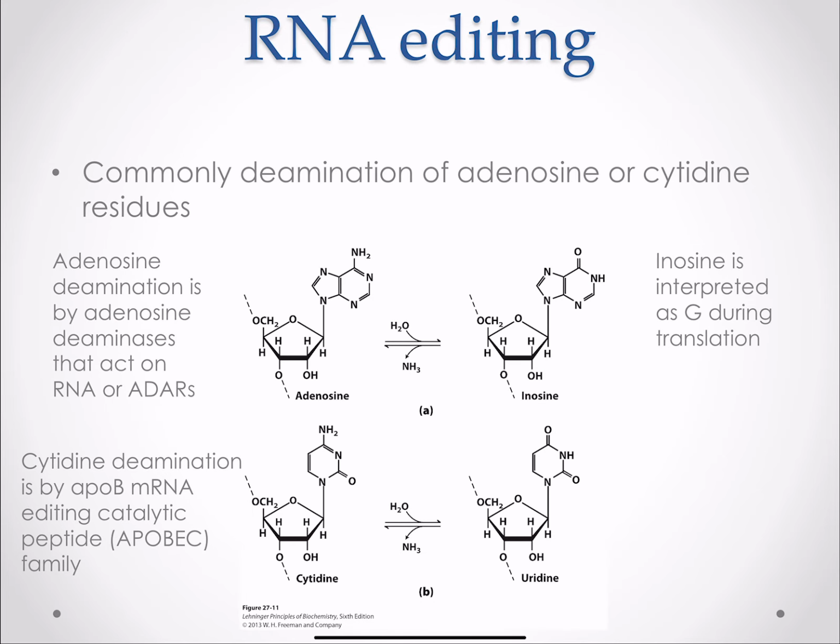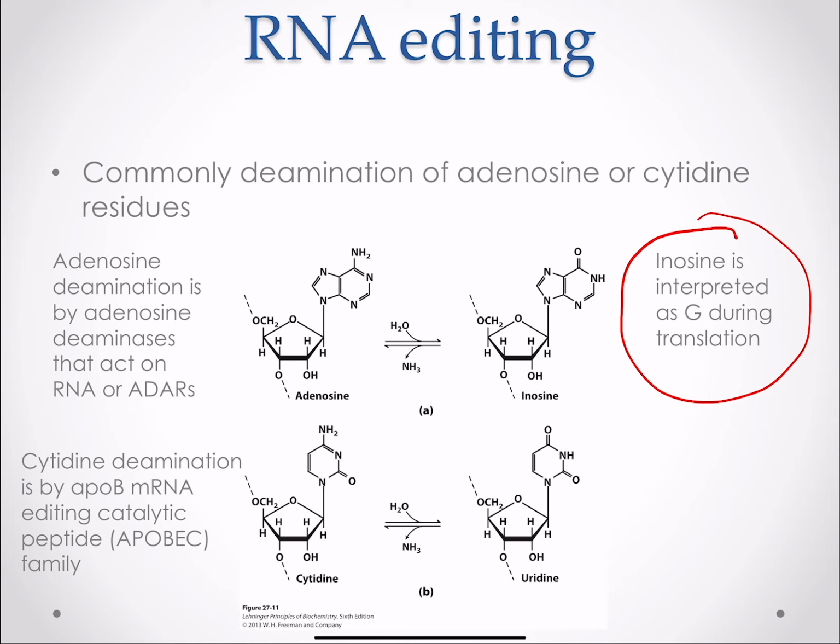Now, RNA is also going to be edited, and some messages are edited before they're translated. These are mostly in mitochondria and chloroplasts. But RNA editing can also occur through adenosine or cytidine deamination, as we discussed already. If adenosine is deaminated by adenosine deaminase, this is going to generate inosine, and inosine is going to be interpreted as guanosine during translation.